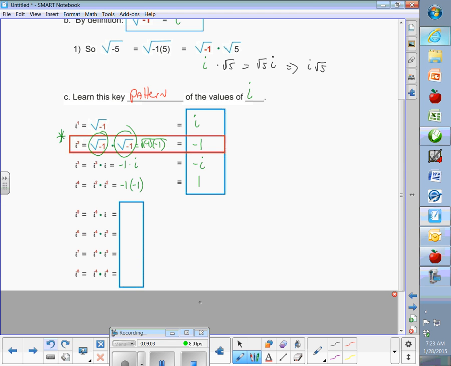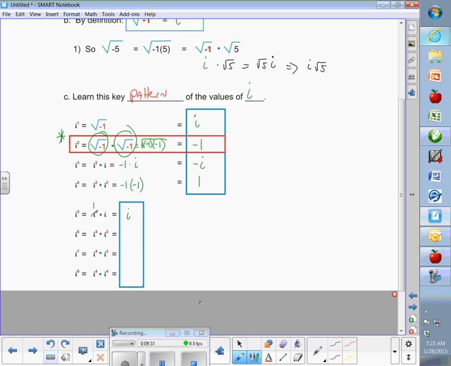Let's continue with the pattern. What about i to the fifth? Well, an i to the fifth is an i to the fourth times i. What was an i to the fourth? It was a 1, wasn't it? And i to the fourth was a 1. So this, in fact, is 1. What's 1 times i? i. Aha.